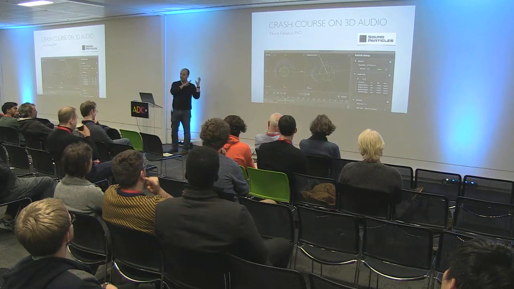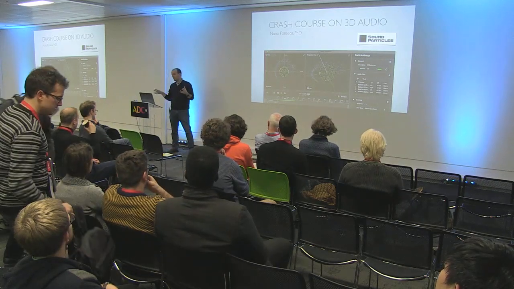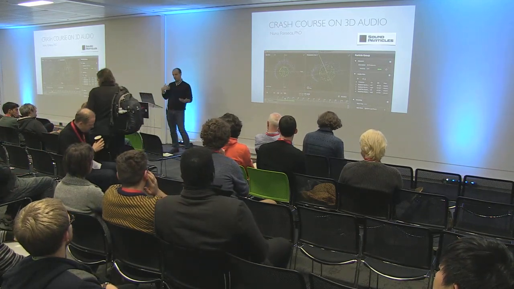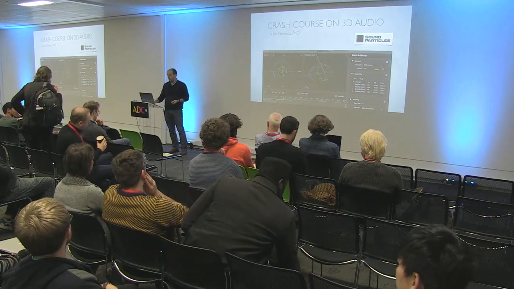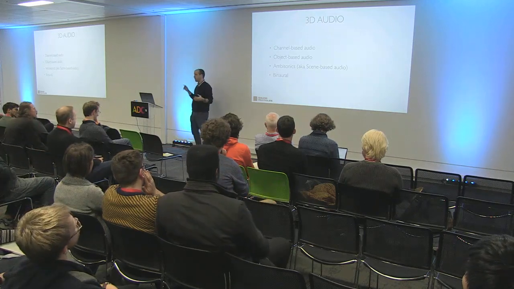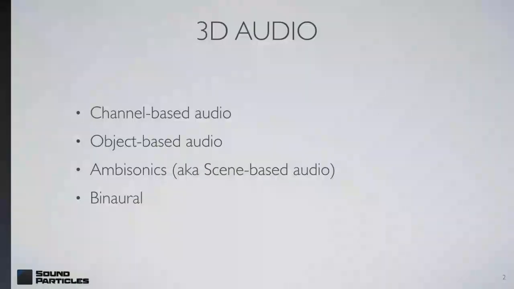So the idea is to give you a very quick overview of all the different flavors of 3D audio that we have, and how you, as a developer, can start working with them. I'm going to focus on four main flavors: channel-based audio, object-based audio, Ambisonics, sometimes also known as scene-based audio, and binaural. I'm not going to give you code. I'm going to make sure that people better understand these formats, so that people continue doing great work regarding plugins for 3D audio.